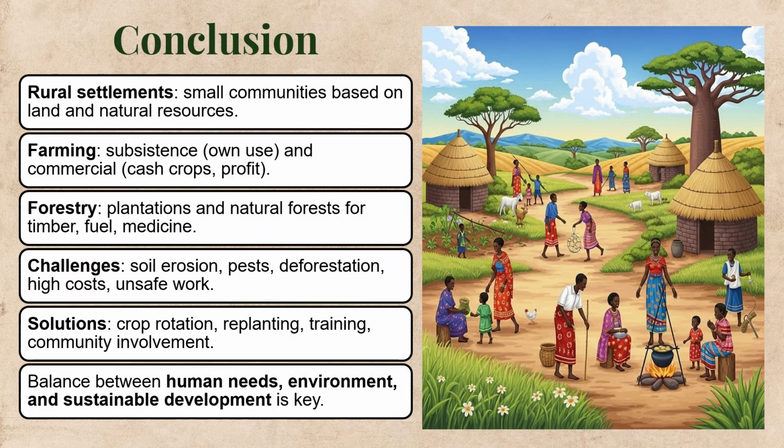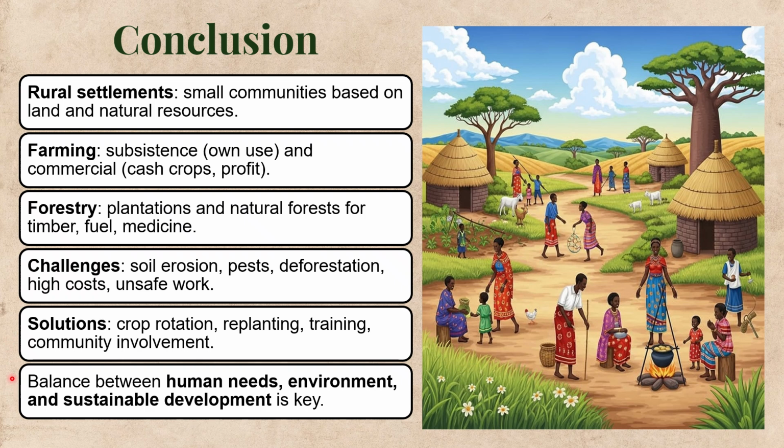So to wrap up, rural settlements are small communities that depend on the land and natural resources. Farming can be for family use, which we call subsistence, or for profit, which is commercial farming. Forestry also plays an important role, whether through plantations or natural forests, which give us timber, fuel, and even medicine. But these activities face real challenges like soil erosion, pests, deforestation, high costs, and unsafe working conditions. That's why we need solutions like crop rotation, replanting, proper training, and involving local communities.